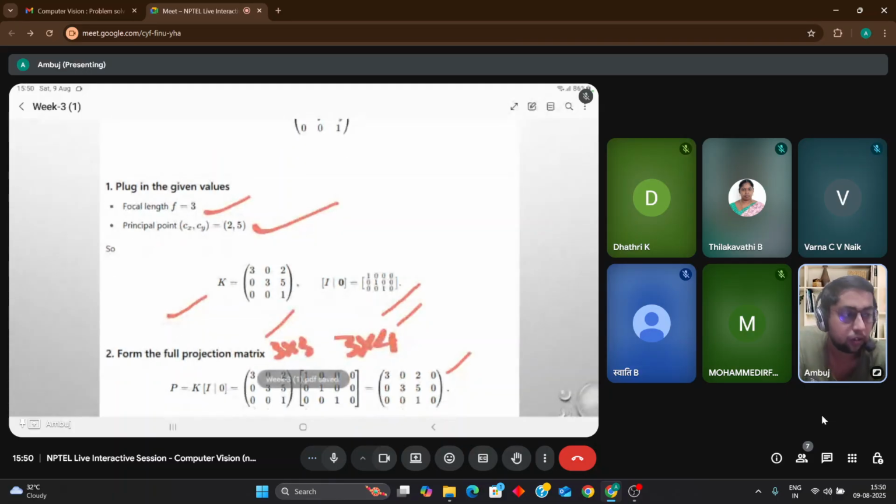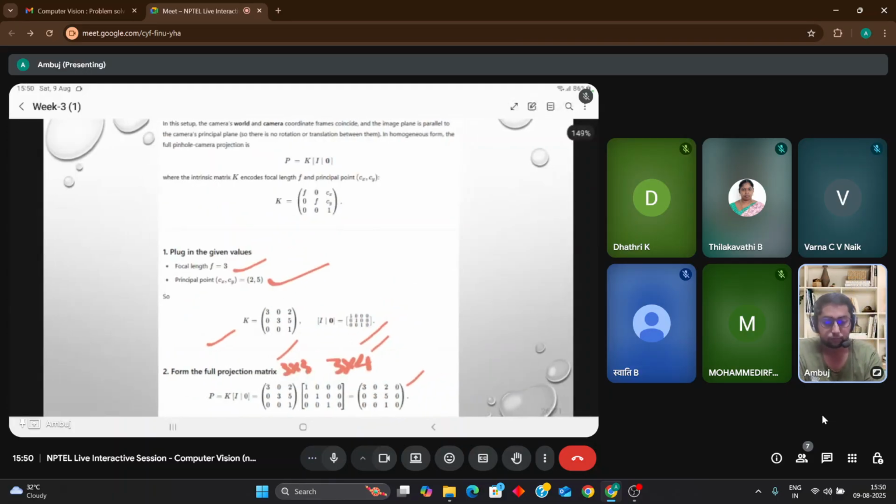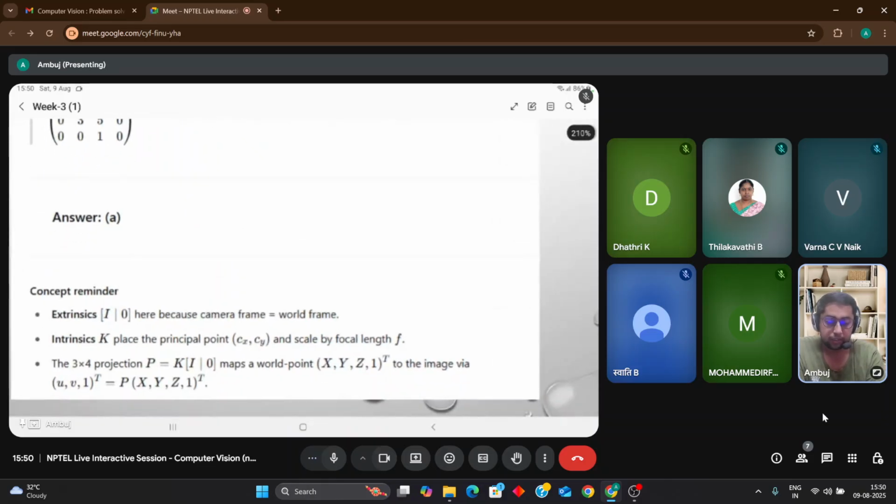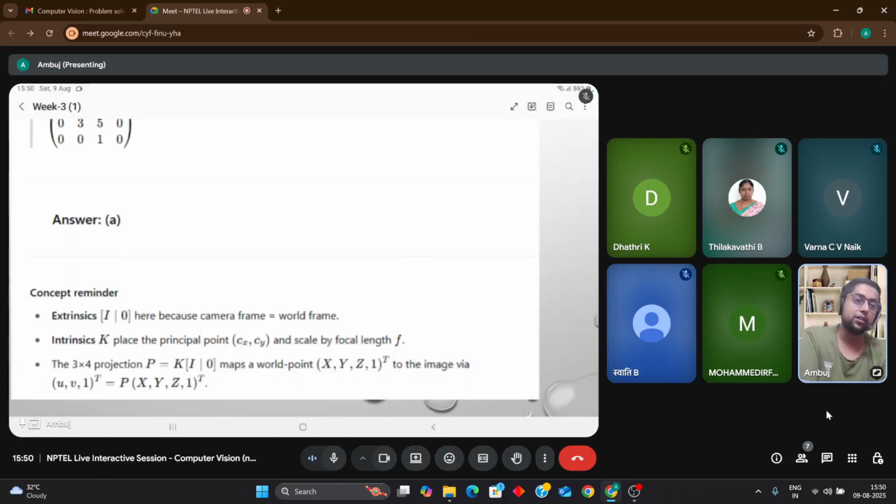So you try to match and you would be getting option A. The extrinsics [I|0] are here because the camera frame is taken the same as the world frame. And the intrinsic K has the principal point (cx, cy) and it has been scaled by the focal length f. Now you try to map the image and build the relation.